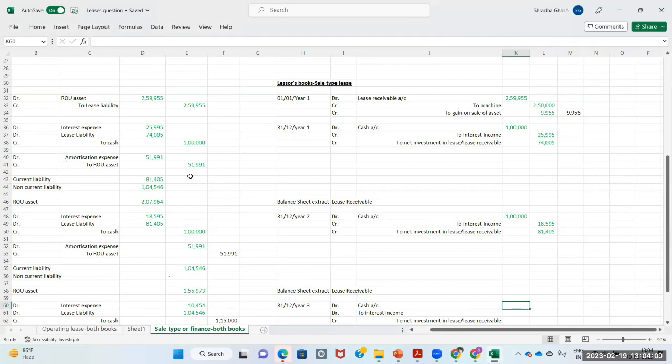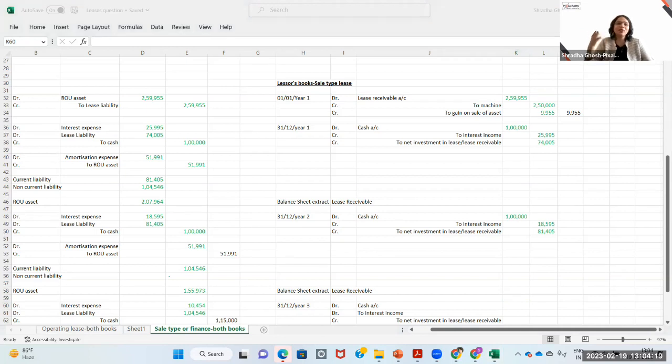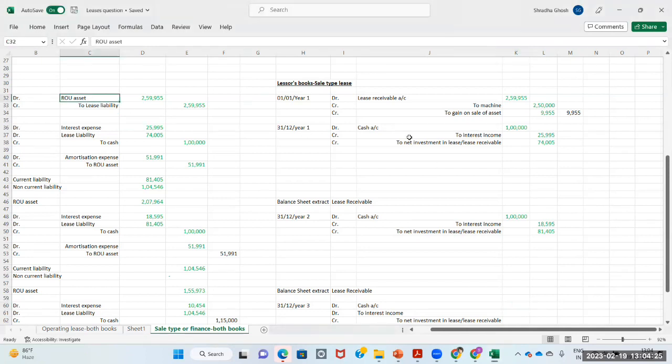Oh, so we could have used the word leased asset, something like that. I don't know why we use it. Yeah, that's the same thing. But instead of calling it a leased asset, whoever was there at the helm of affairs, he liked the sound of ROU and he called it right to use. It's the same thing. That's a little confusing, so that's why I asked you.